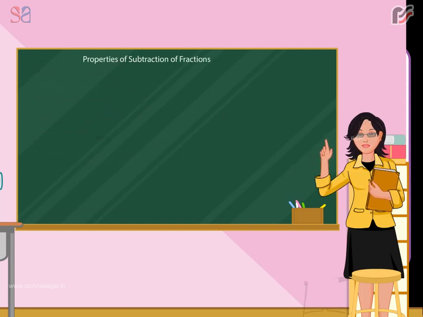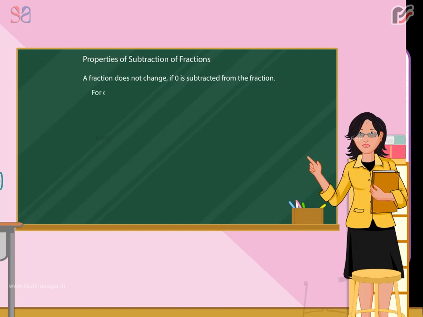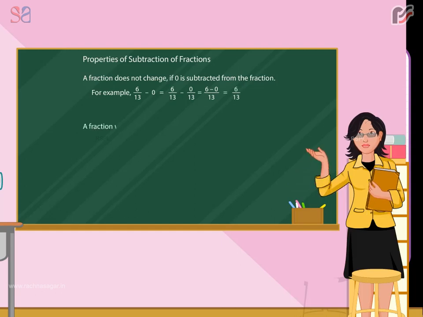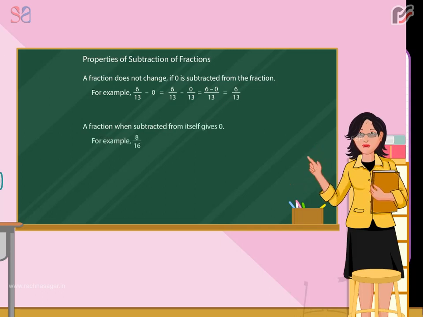Properties of subtraction of fractions. A fraction does not change if 0 is subtracted from the fraction. For example, 6 by 13 minus 0 is equal to 6 by 13 minus 0 by 13, which is equal to (6 minus 0) whole by 13, which is equal to 6 by 13. A fraction when subtracted from itself gives 0. For example, 8 by 16 minus 8 by 16 is equal to (8 minus 8) whole divided by 16, which is equal to 0 by 16, which is equal to 0.